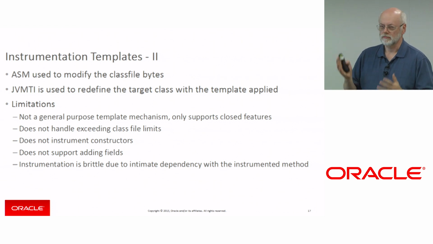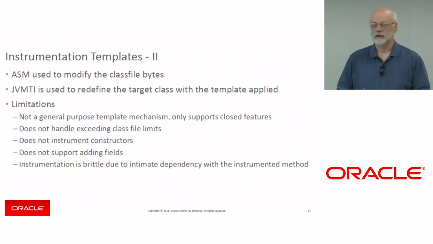ASM is used to do the bytecode munching, and then JVMTI is used to insert the modified class. So the template mechanism is not really a general purpose mechanism. It doesn't handle every possible combination. It doesn't handle exceeding class file limits. We didn't run into that anywhere.